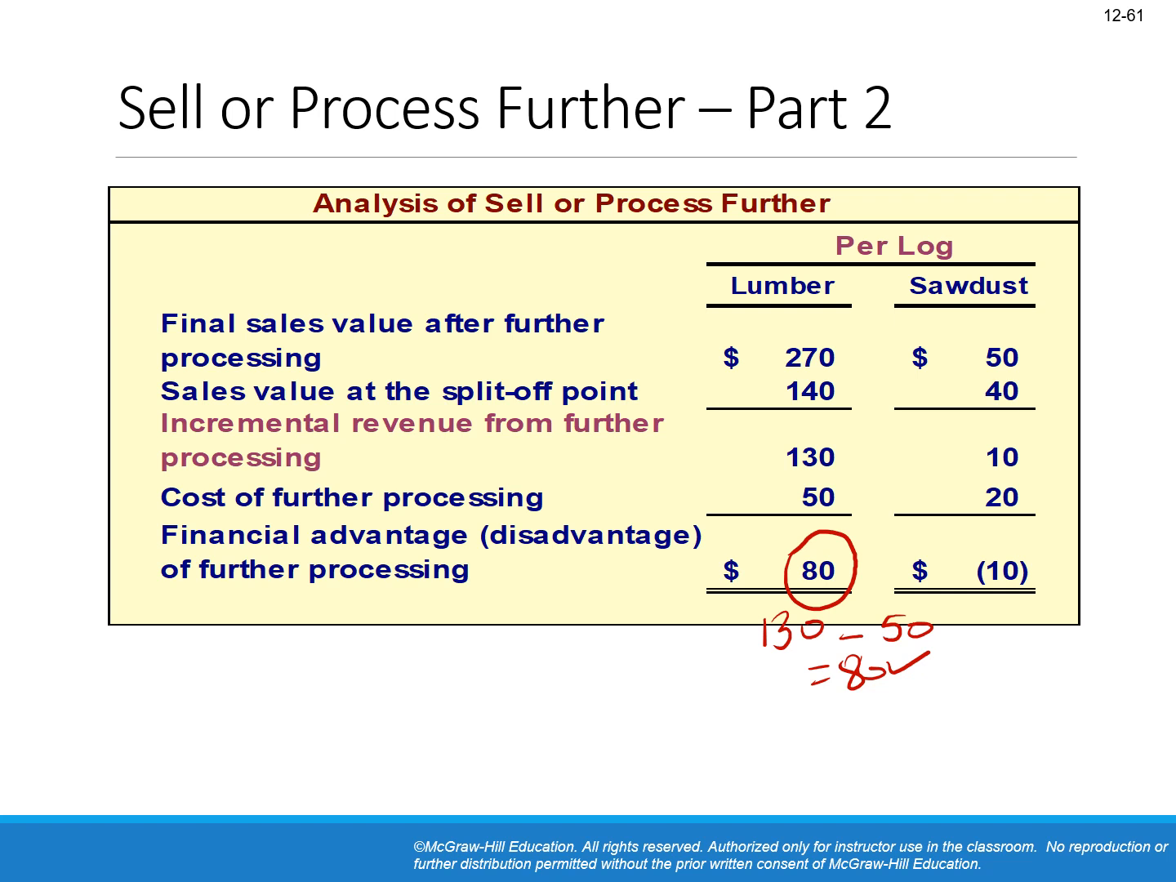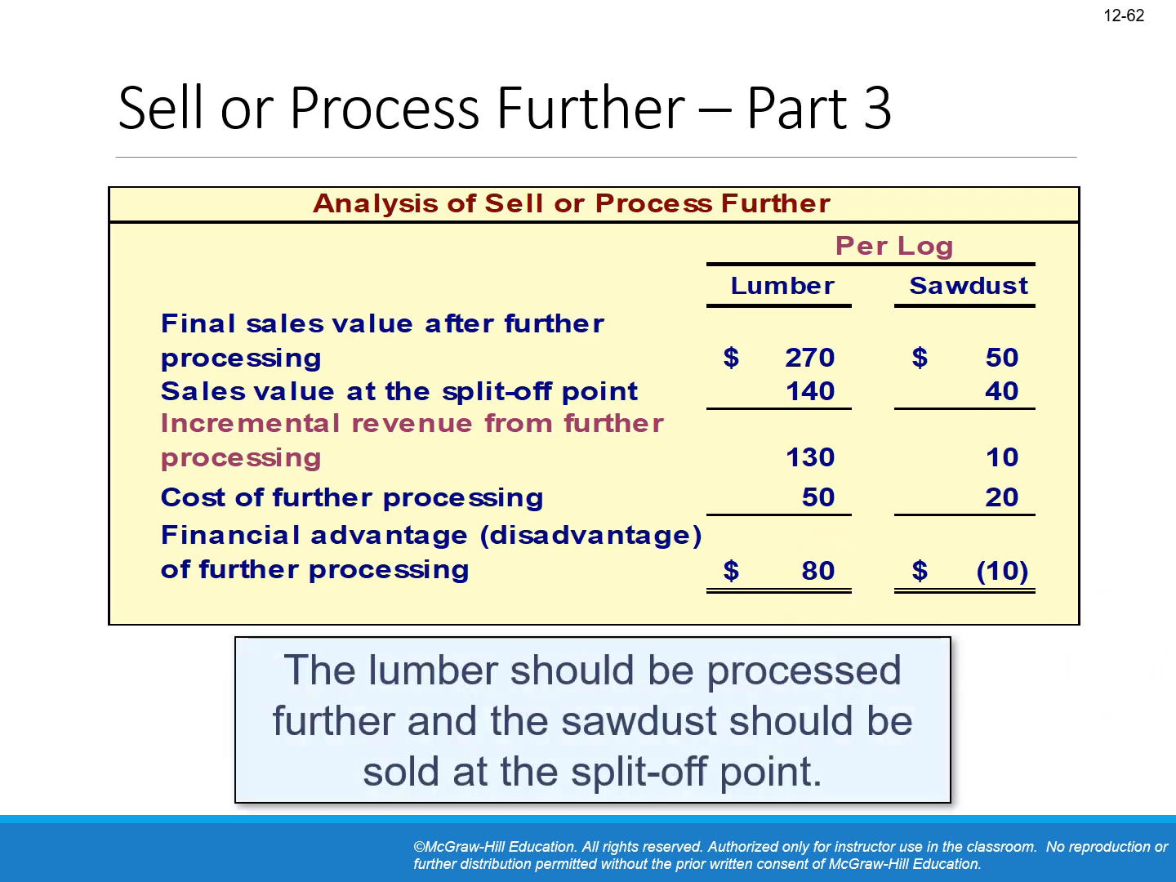As for the sawdust, incremental revenue is 10 and the incremental cost is 20. So it's a minus $10 if you go further. So stop at the split-off point and sell sawdust as is. So the lumber should be processed further, and the sawdust should be sold at the split-off point.